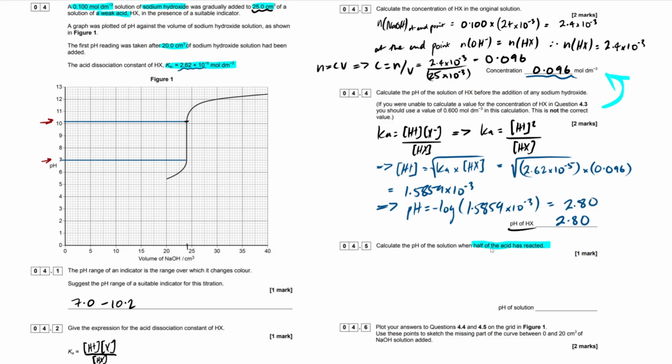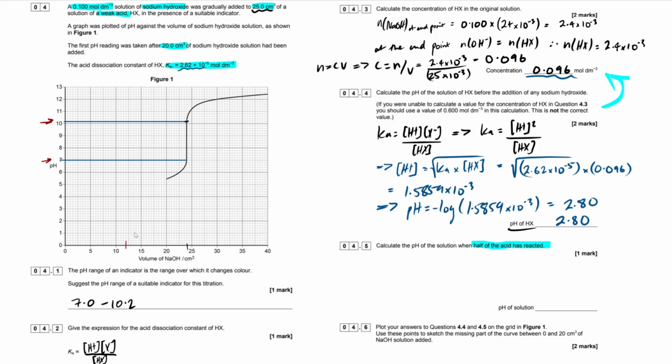The terminology changes depending on which textbook you're looking at, which video you're watching, etc. I think AQA likes to see equivalence, so keep that in mind, but they are interchangeable, okay? So this is our neutralization point at 24 centimeters cubed. What I'm going to do is backtrack down to half of that volume, and that will give us our half neutralization or half equivalence point, okay? So that's just going to be 12 centimeters cubed right here.